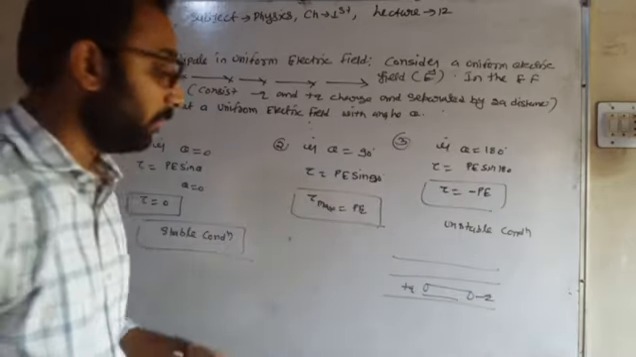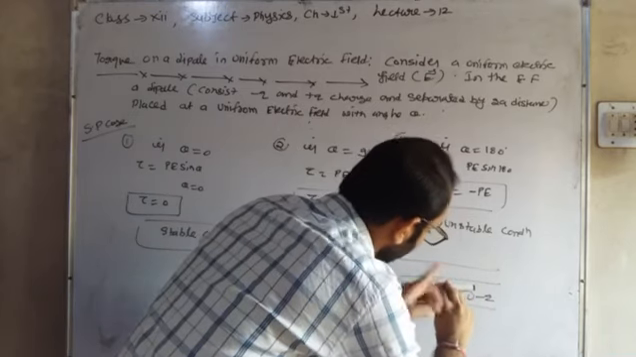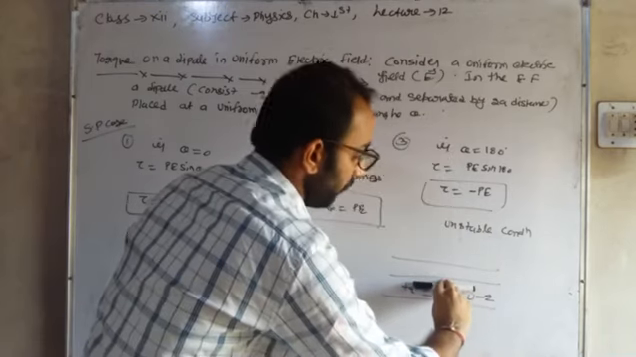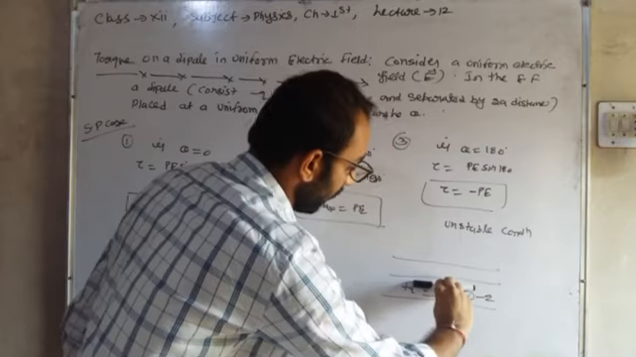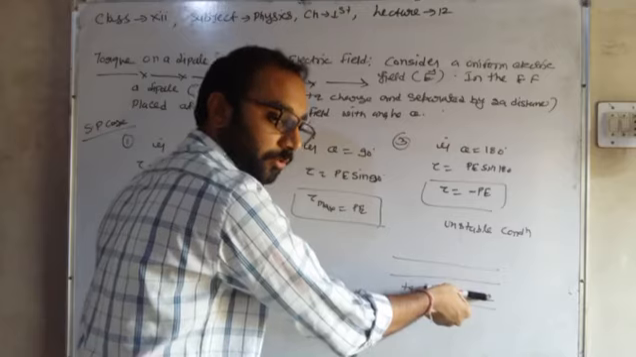Okay, when we remove the force, this one is plus q and this one is minus q. When we remove the force on the dipole, then it will automatically rotate and come to the original position.